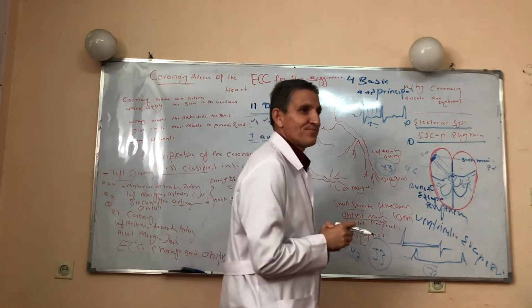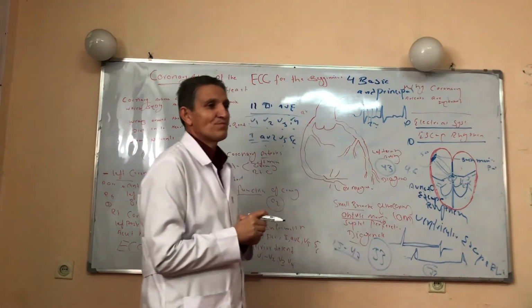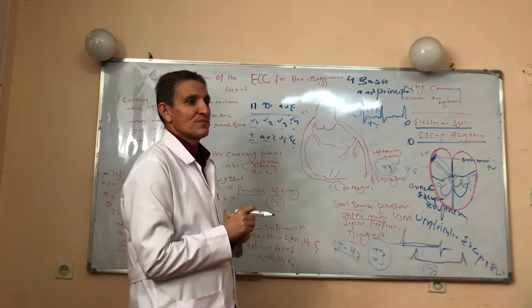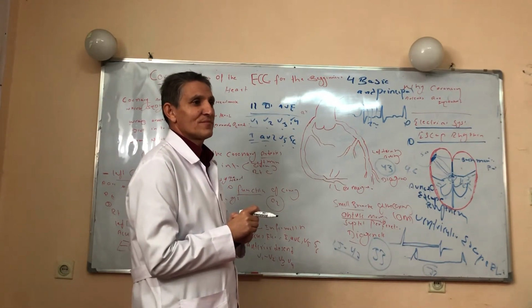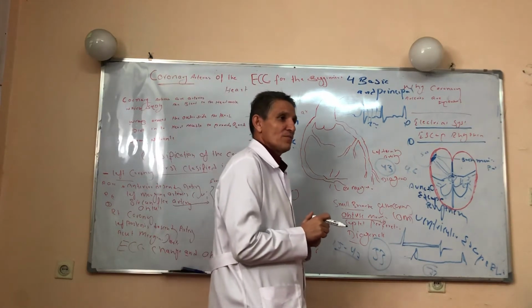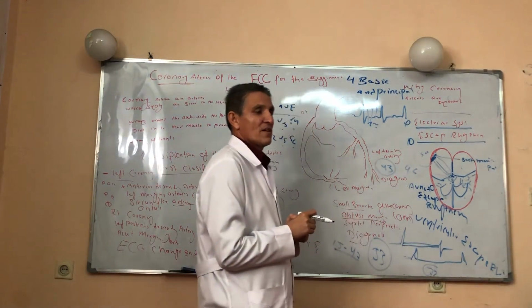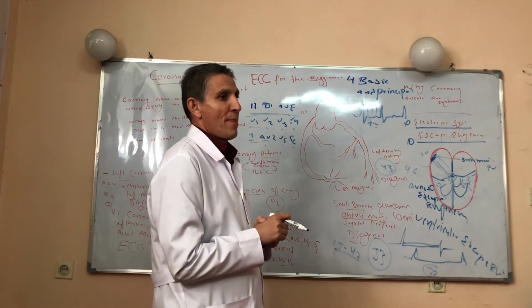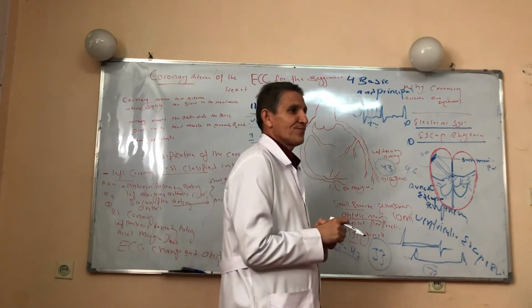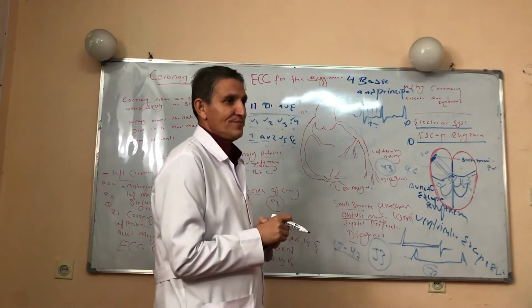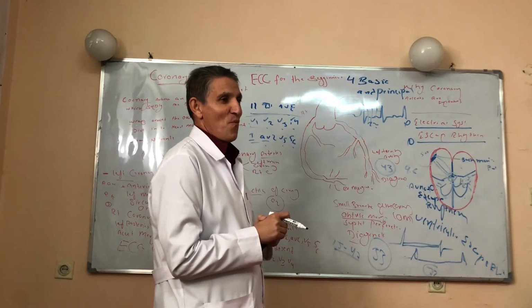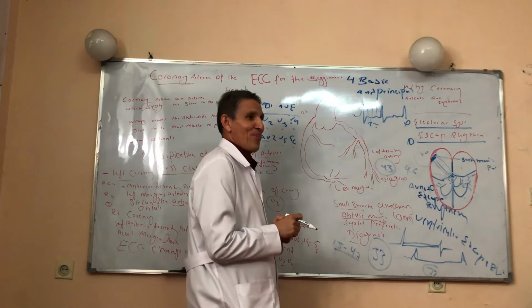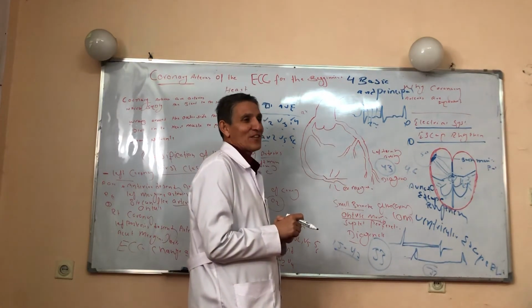When the SA node is not working, other foci must be activated for the working of the heart, otherwise asystole will occur. These other foci can activate in the atria or ventricles. The first focus that activates after the SA node is the AV node.